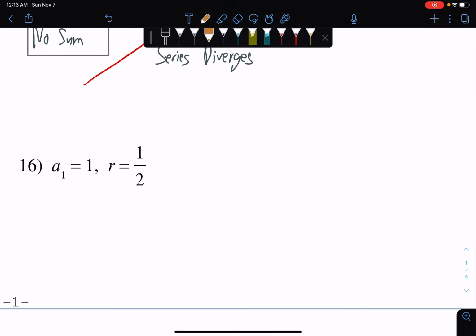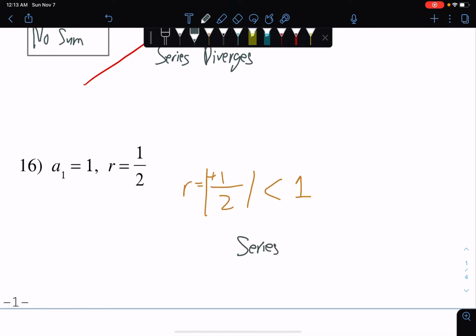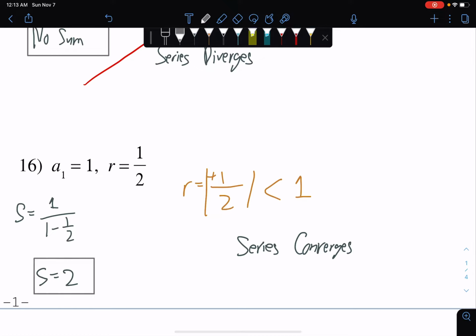So let's check. R is already positive, so 1 over 2. We don't have the absolute value. Actually, yeah, let's make sure. It's less than 1. Therefore, series converges. Therefore, we can find the sum. S is equivalent to a sub 1 over 1 minus R. We place this expression in the calculator, and what we get is 2. The sum is 2.